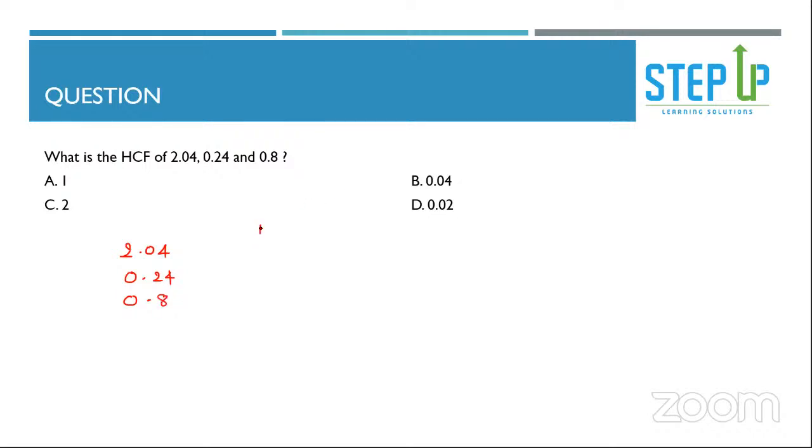So to calculate the HCF or LCM of decimals, you just calculate it in a normal way. Ignore the decimal as of now, and make the numbers 204, 24 and 8. Highest common factor. For sure your answer will be in decimal, but as of now, if I have removed the decimal, I am left with these numbers.